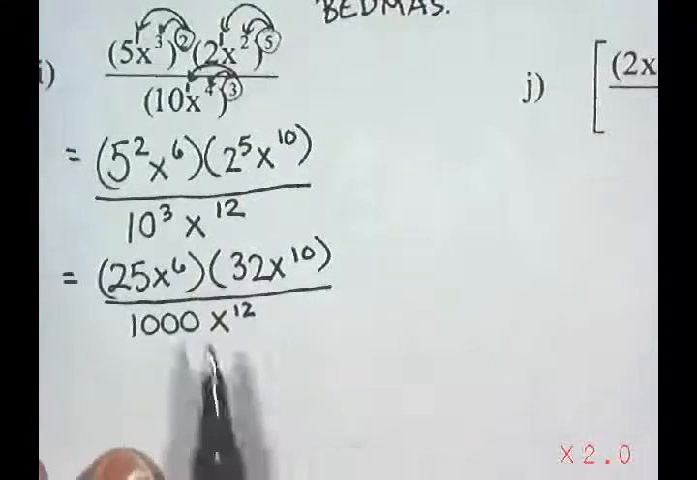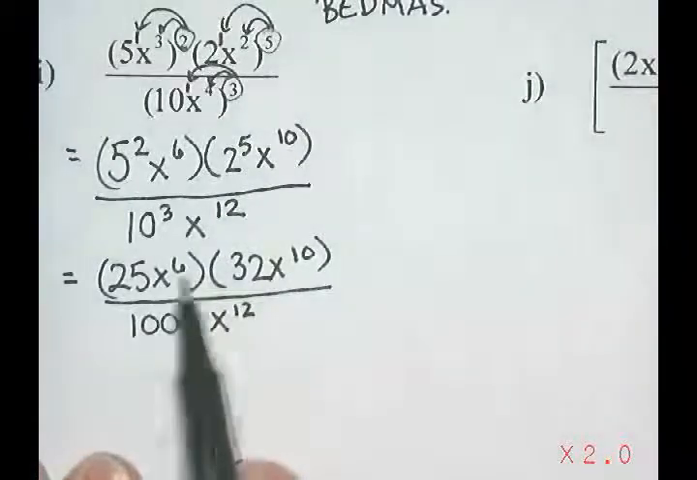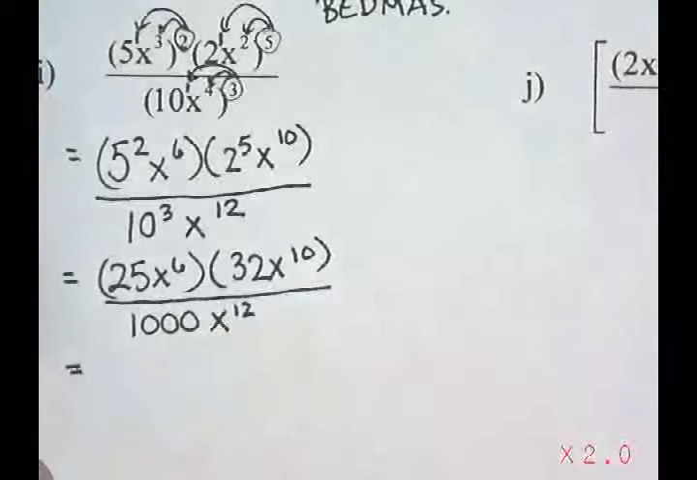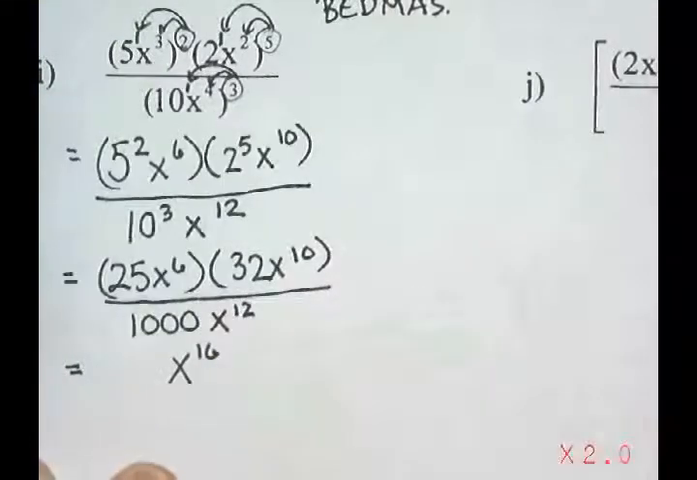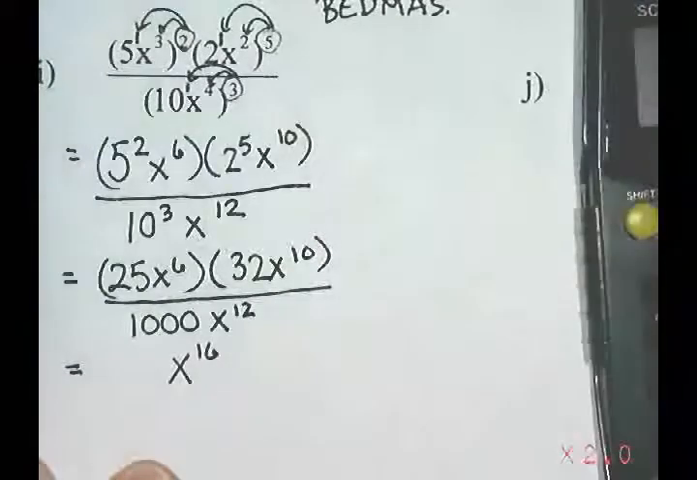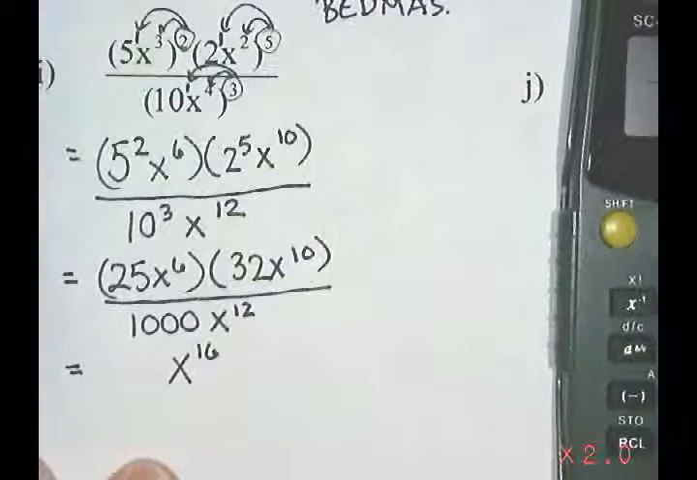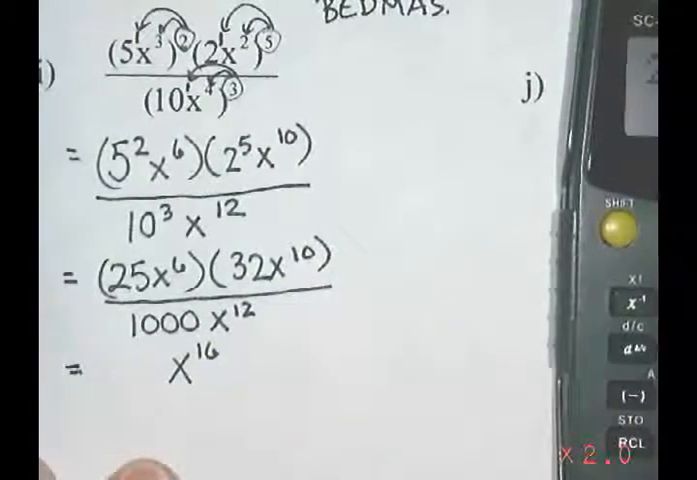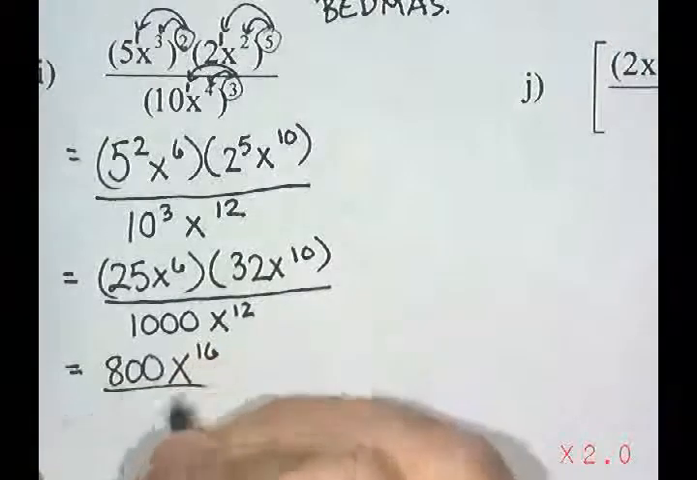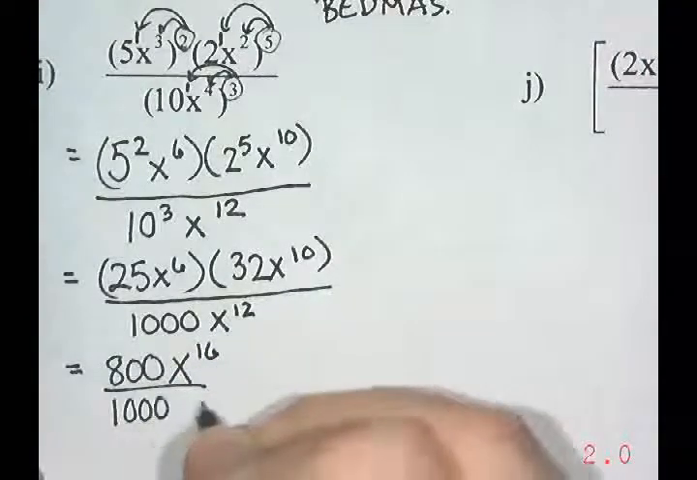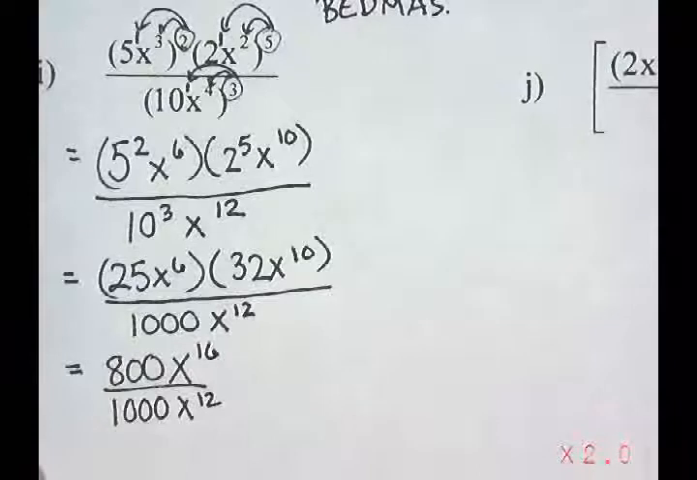All right, so the next step, we are going to multiply. So I'm going to do the exponents first. x to the 6 times x to the 10. The rule is that we add. So I get x to the 16. And then 25 times 32, I need my calculator for that. So 25 times 32 is 800. Divided by 1,000, x to the power of 12.